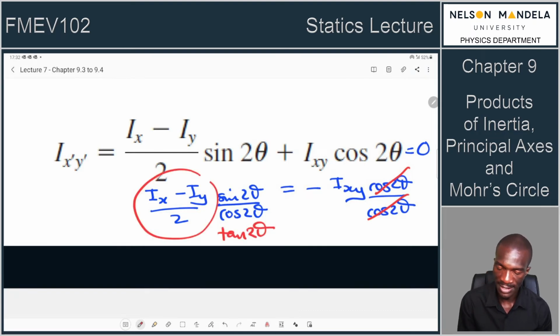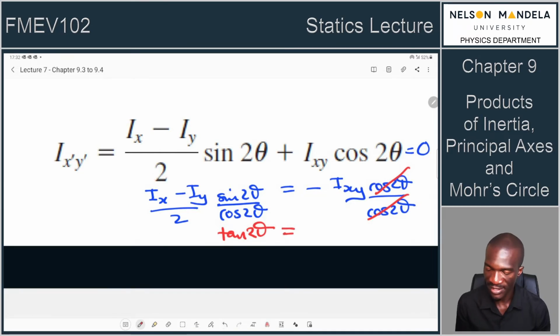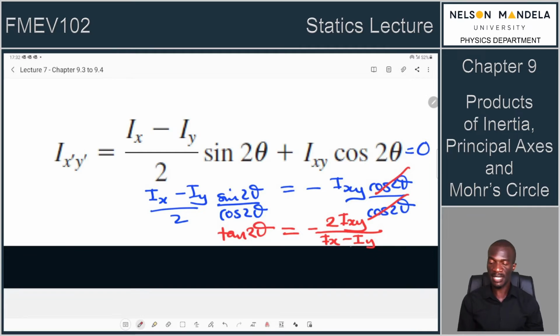So if we take this to the right hand side, we end up with tan 2 theta being equal to what? Minus, this 2 is now at the numerator, so that's minus 2Ixy, divided by Ix minus Iy. So that is why they call it the 2 theta at the maximum, or the minimum.